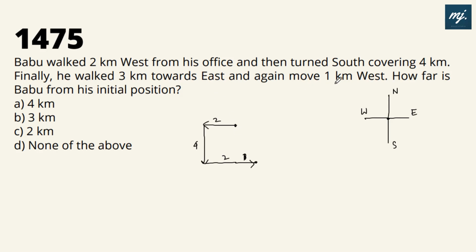And again he moves 1 km west, meaning the backward direction, and he comes to a position which is perpendicularly down from the position where he started, that is his office. How far is Babu from his initial position? If we can see, this is a rectangle, so this distance should be 4 km. Babu is 4 km from his initial position. Option A fits in.